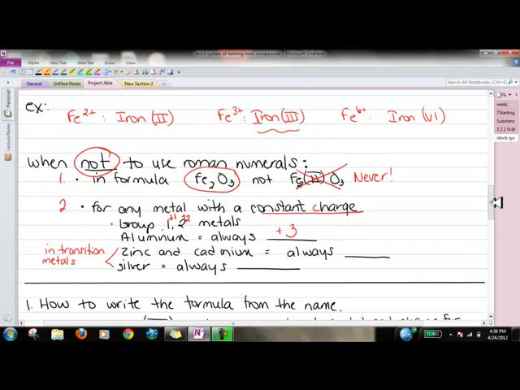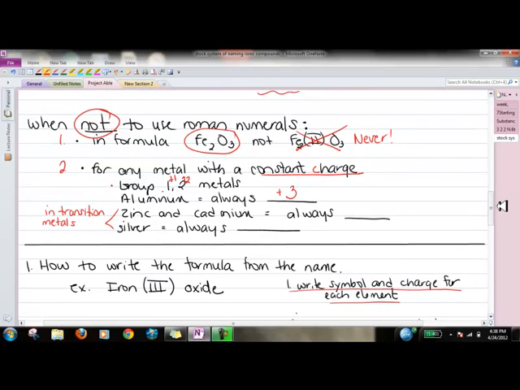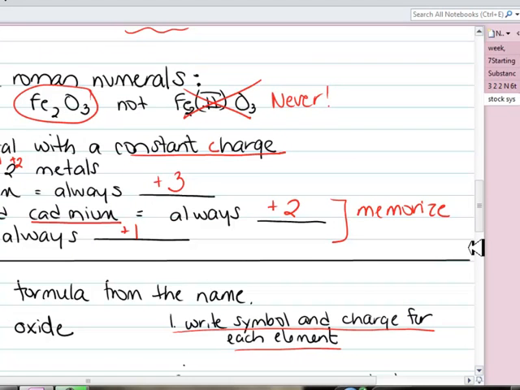Now those are in a representative column, so it's unlikely that you would confuse those with variable metals, but these transition metals, zinc and cadmium, silver, those are exceptions to our rules because they're in the transition metals, but for whatever reason they always form a consistent charge. So zinc and cadmium are always going to be +2, and silver will always be +1. So it's helpful for you to memorize these because they will come up a lot and you want to be able to identify those charges.